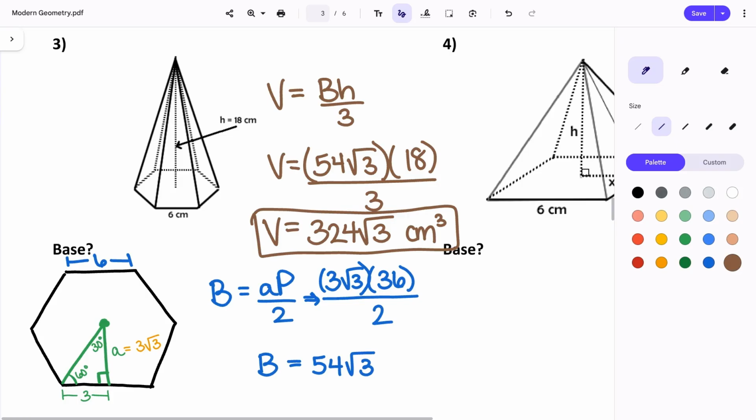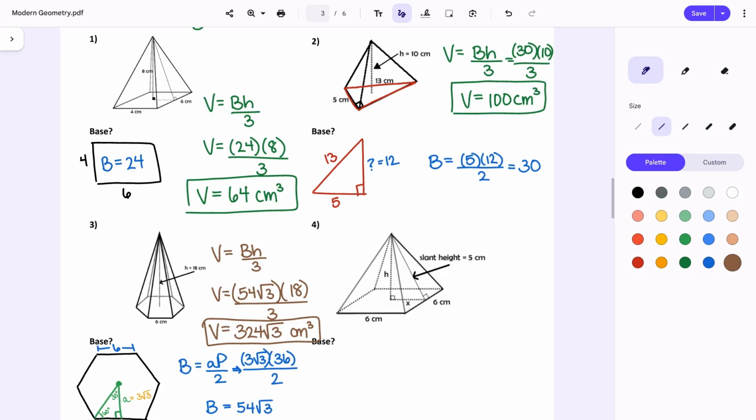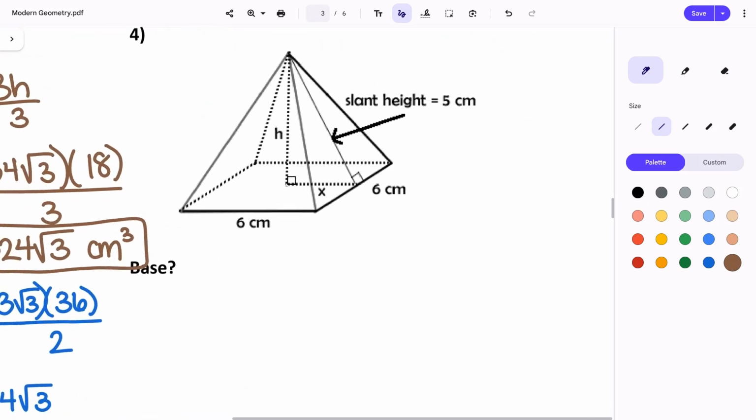Now, 1, 2, and 3, all of those only gave you the true height. If you look at all 3 of these, all of the heights on the interior of those pyramids were given to you. Well, we're not always going to have that situation. There's going to be times where we have to deal with a pyramid and they don't give us the height straight out. Maybe they give us something else that we need to work with to try to find the height. So that's what we're going to see here on number 4.